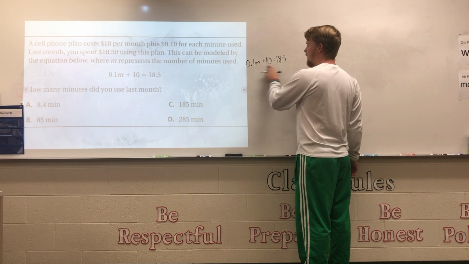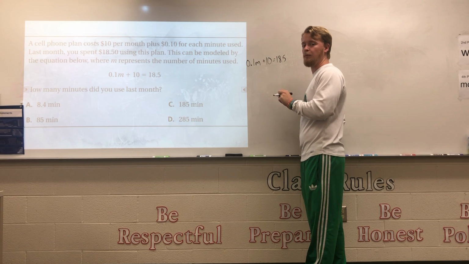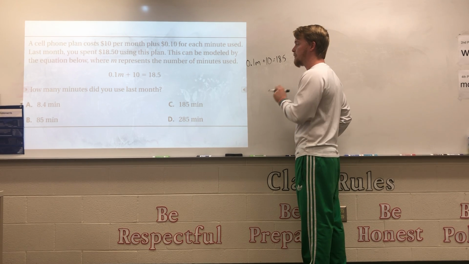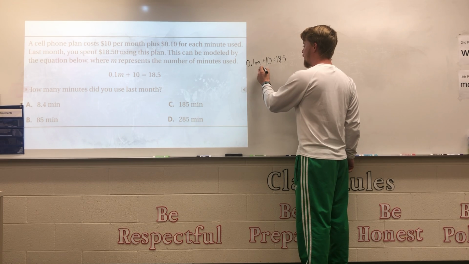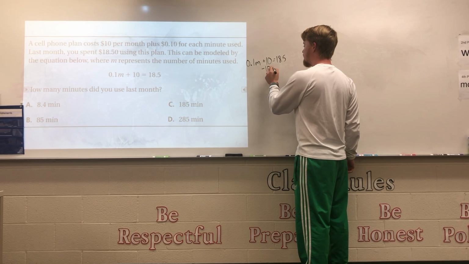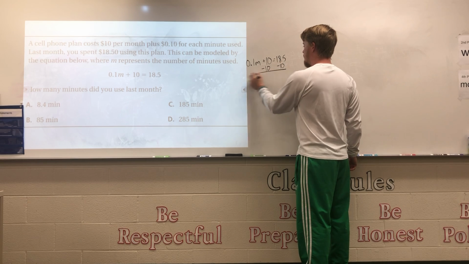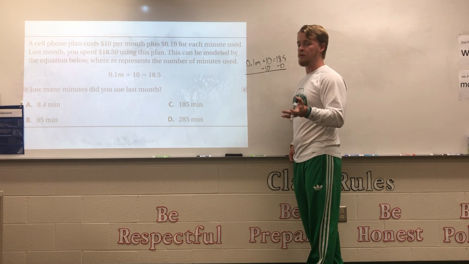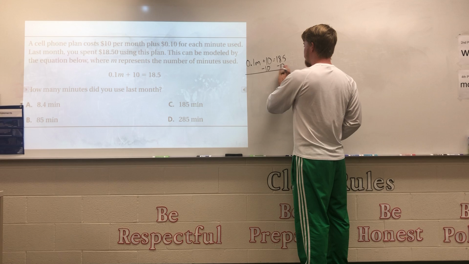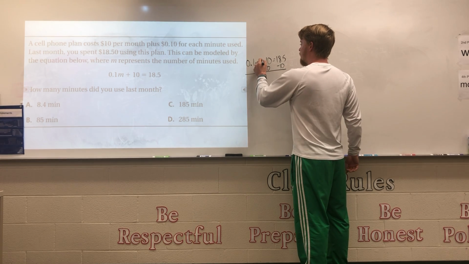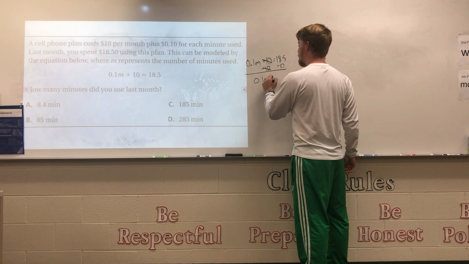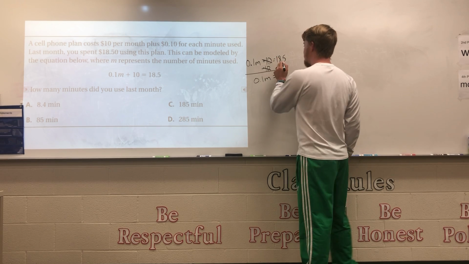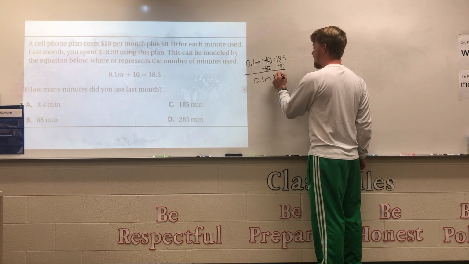If we're solving this for m, remember, you solve for a variable by opposite operations, by getting m by itself. First thing you need to move is this plus 10. So to move a plus 10, you do the opposite to both sides, which is minus 10. When I say both sides, I mean both sides of the equal sign. So I do it on the left side over here, and the right side over here. The positive 10, negative 10 cancel. 0.1m equals 18.5 minus 10 is 8.5.